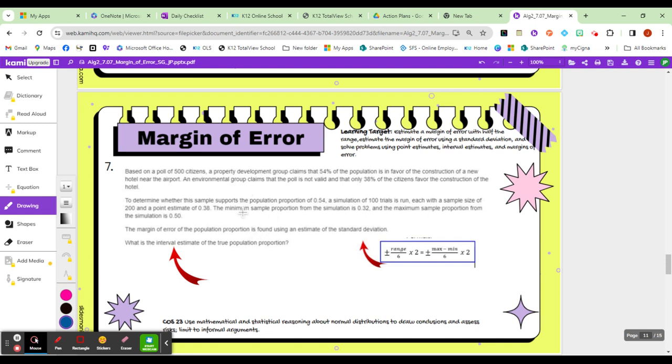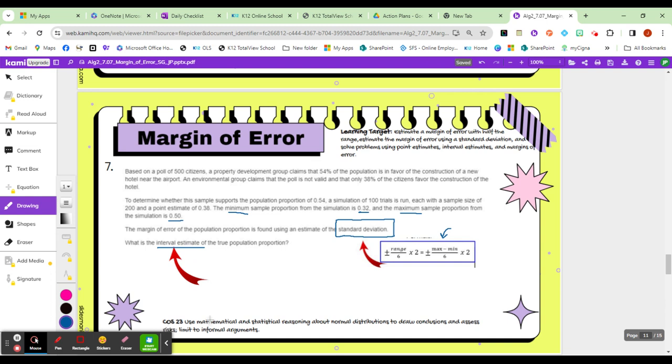The min is 0.32. The max is 0.50. The margin of error of the population proportion is found using an estimate of the standard deviation. That tells us we're going to use this divided by 6 formula. What is the interval estimate of the true proportion?